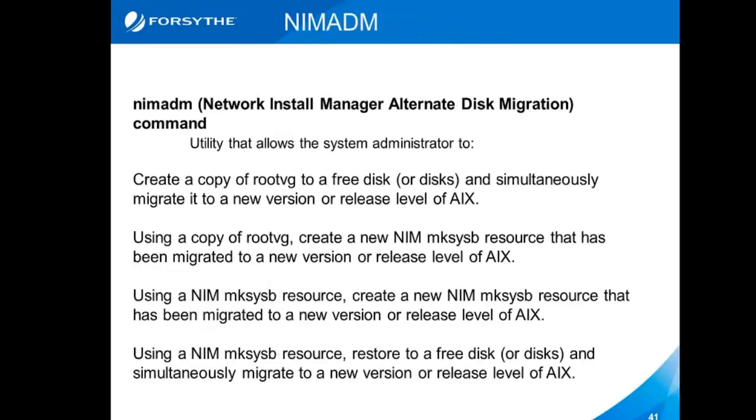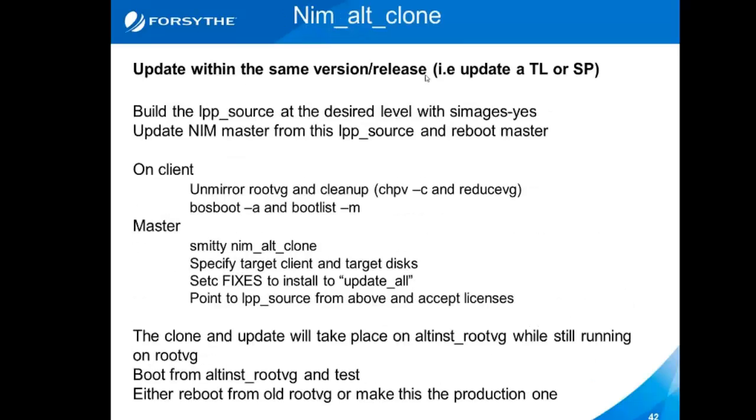Alright, so let's talk a little bit about NIMADM. It basically lets you do all the things that are listed on this slide, from creating a copy of root VG, to using it, to restoring a MakeSysB to it, and so on. So the whole idea is that you're basically using NIM to do all the things that NIM can do, but you're doing it to a copy of the disk, not the real live disk. And NIM Alt Clone is what we're going to use to do pretty much the same thing, but just with updating TLs and service packs.